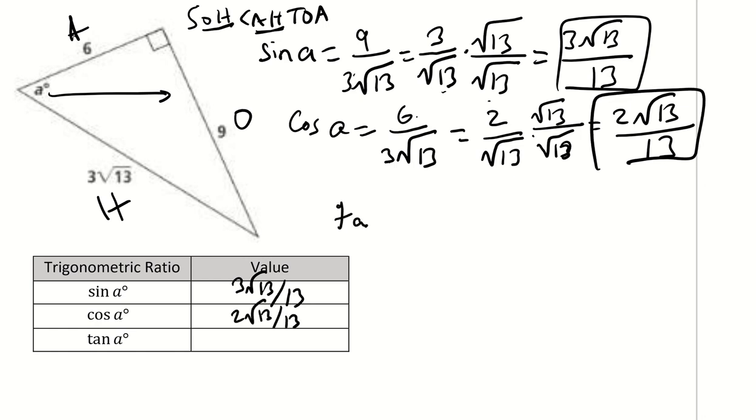And then finally, we've got tangent of A, which is opposite over adjacent. So opposite is 9, adjacent is 6. And then we just have to reduce the fraction and we'll be done. Divide by 3, top and bottom. 9 divided by 3 is 3. 6 divided by 3 is 2. We got 3 halves.